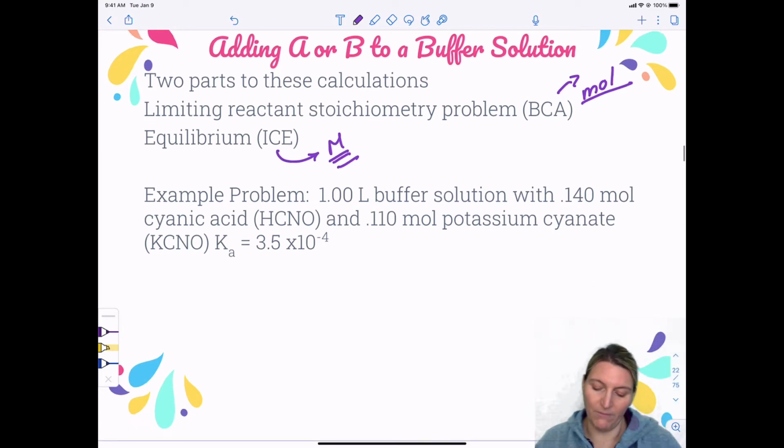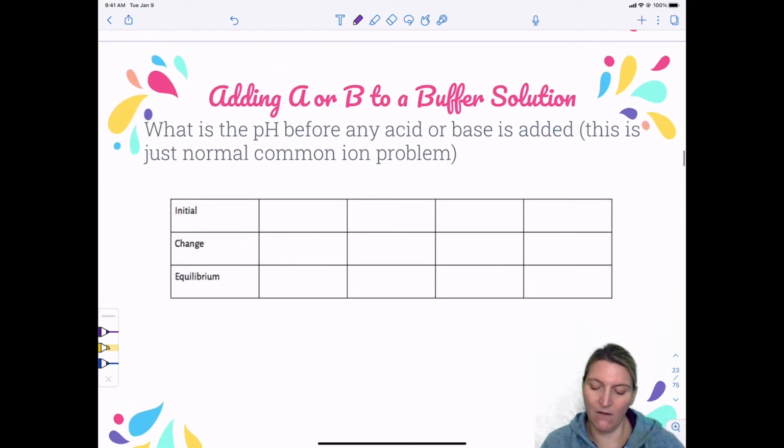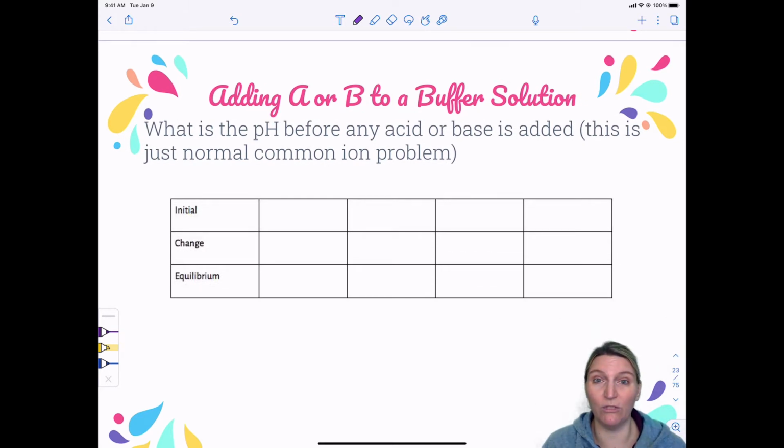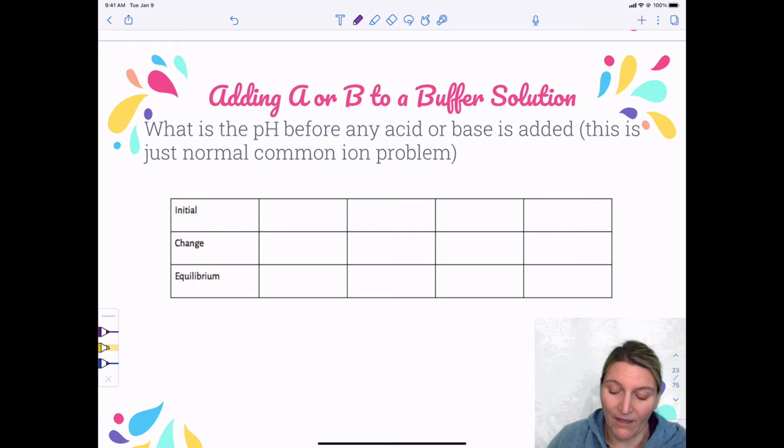So here's the first problem. A 1 liter buffer solution with 0.140 moles of cyanic acid and 0.110 moles of potassium cyanate. And there's the Ka. We want to find the pH of this at the beginning, and then we'll find the pH after we add some acid and the pH after we add some base. The pH of this is a normal buffer question that you have just done. If you wanted to pause here and see if you could find the pH of this, you should be able to. It's what we've been doing in the past few videos.